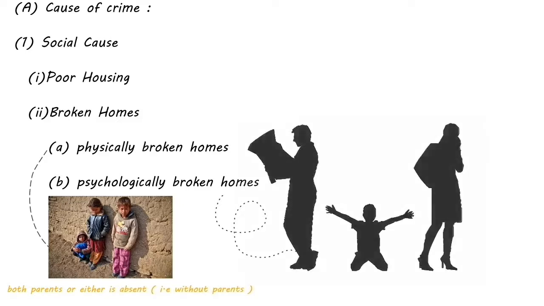That is nothing but one parent being absent. They don't have either of the parents to tell them what is right and what is wrong. And B was psychologically broken homes, where the child was born and brought up with a family, but the parents are physically present but not mentally, as they don't show love and affection towards the child. This leads the child to be attracted towards crime.